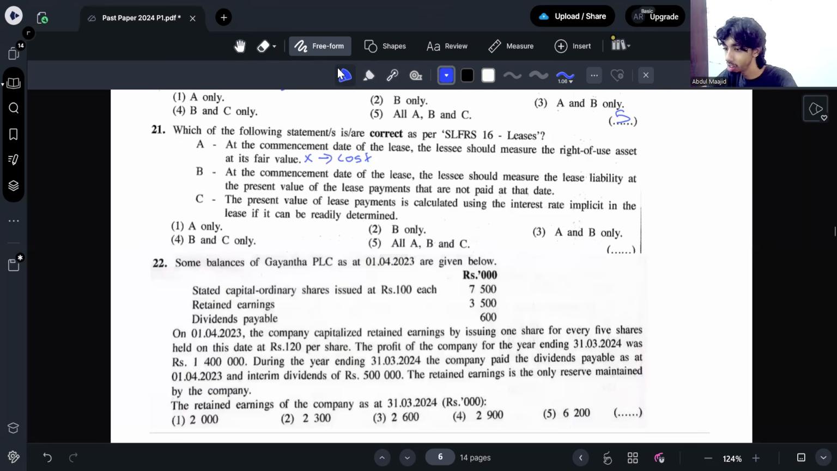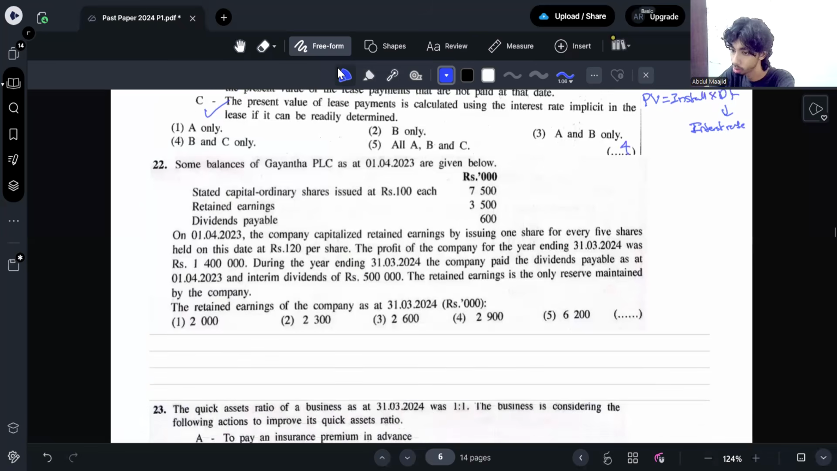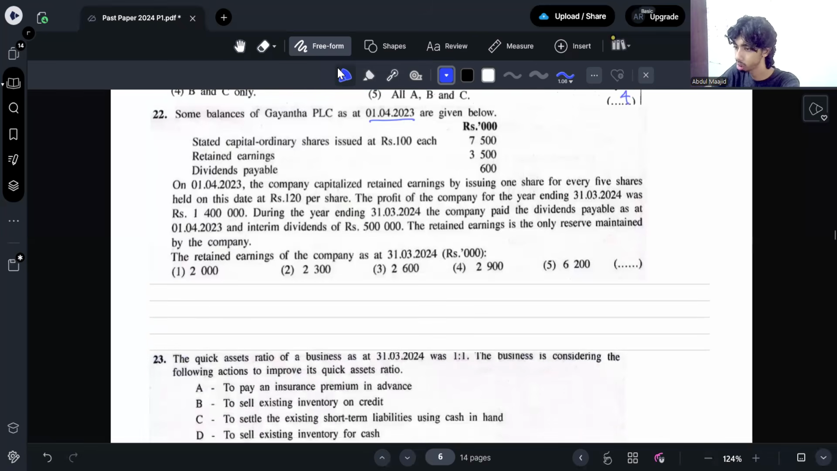B. At the commencement date of the lease, the lessee should measure the lease liability at the present value of lease payments that are not paid at the date. So, how do you find your lease liability? By finding the present value of your lease installments. The lease installment multiplied by discounting factor, you get the present value of lease payments. You add all that, you get the lease liability. That is correct. C. The present value of the lease payment is calculated using the interest rate implicit in the lease if it can be readily determined. So how do you find the present value? Present value equals installment into discounting factor. How do you find the discounting factor? Through the interest rate, or the discounting rate. So that is correct. B and C, answer number 4. Then 22. Some balances of Gayanta PLC as at 1st of April 2023 are given below.